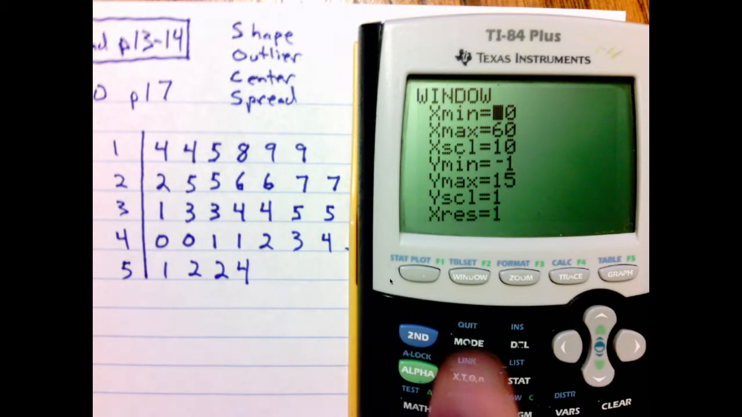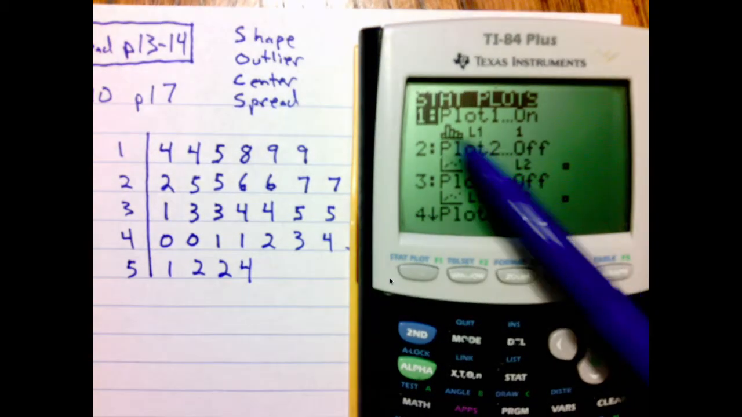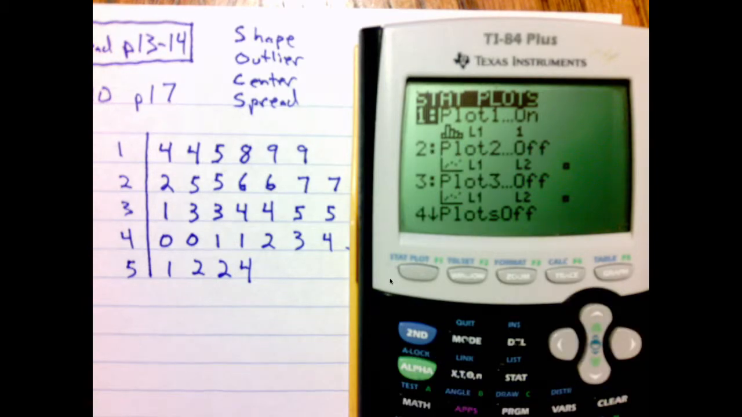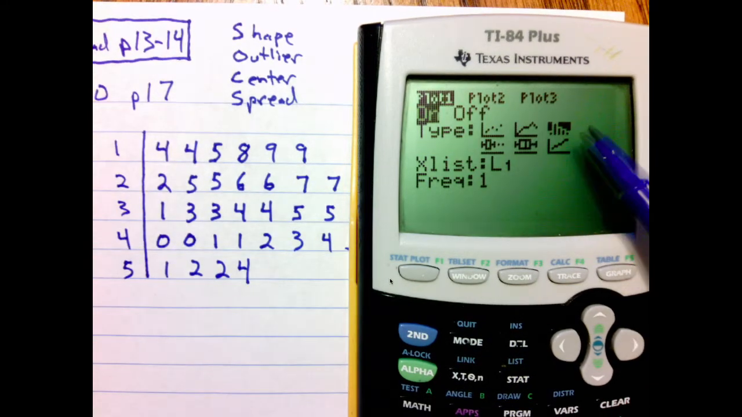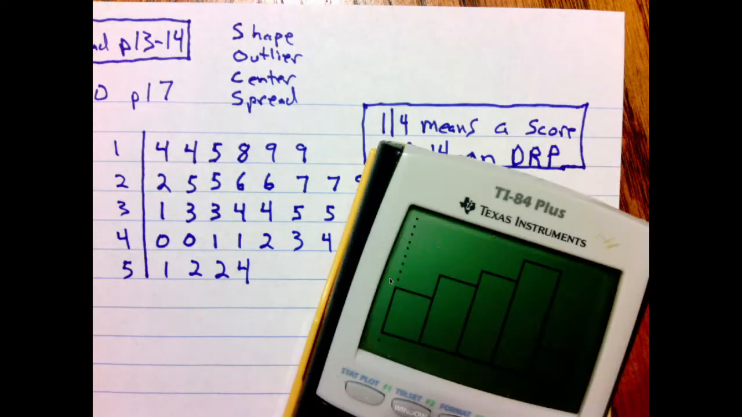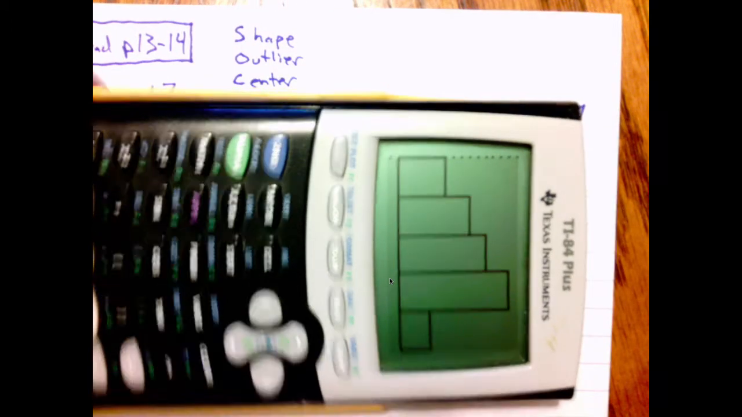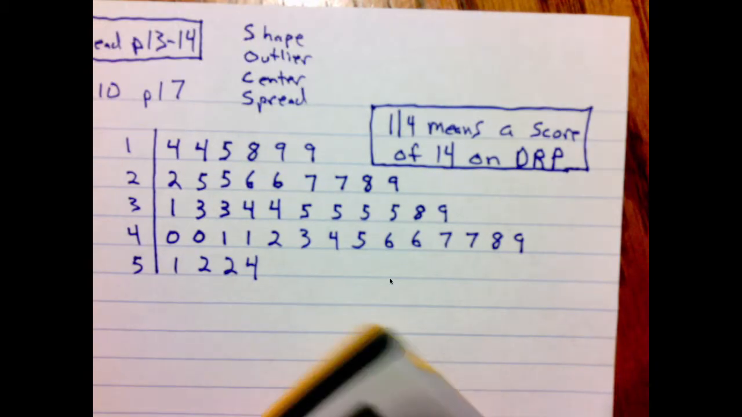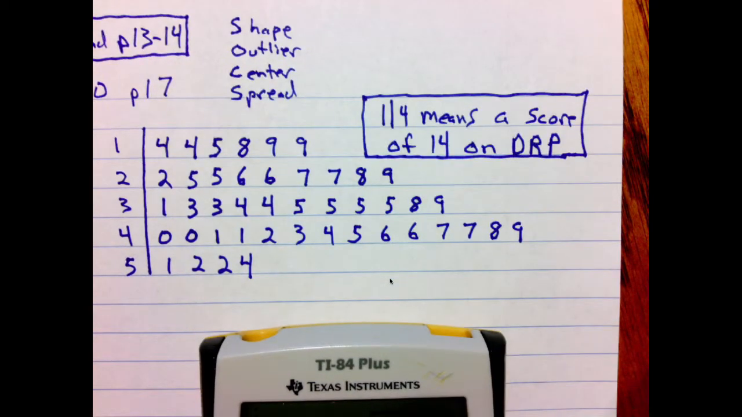So now, once I've selected my proper selections, I have my plot 1 on. After hitting second y equals, I've turned plot 1 on, and I have selected the third selection, that is the histogram. So now I'll go graph. And you can see that if I take the histogram and tilt it over on the side, it does indeed greatly resemble our data here. So now I might be able to describe our shape, outlier, and center and spread in context.